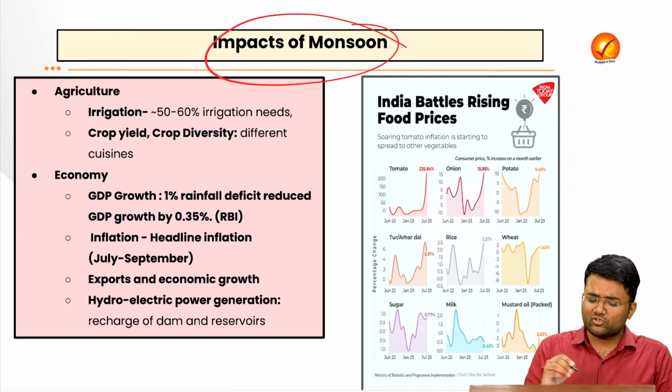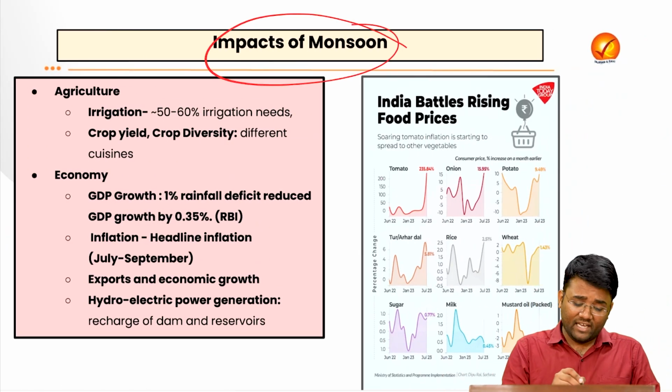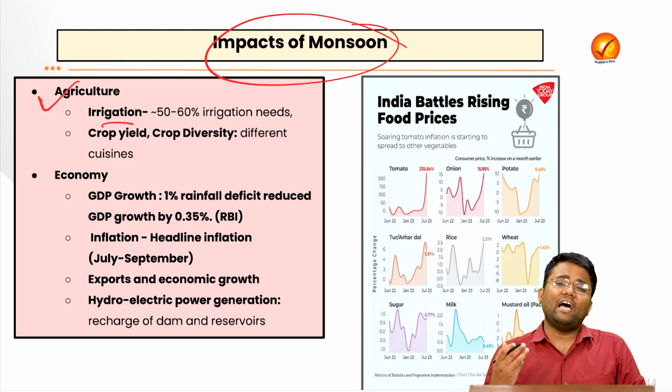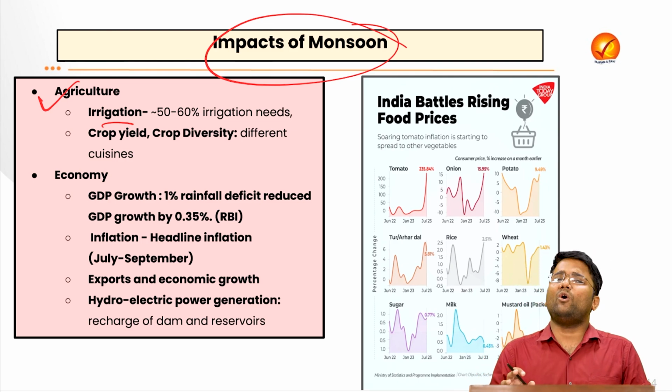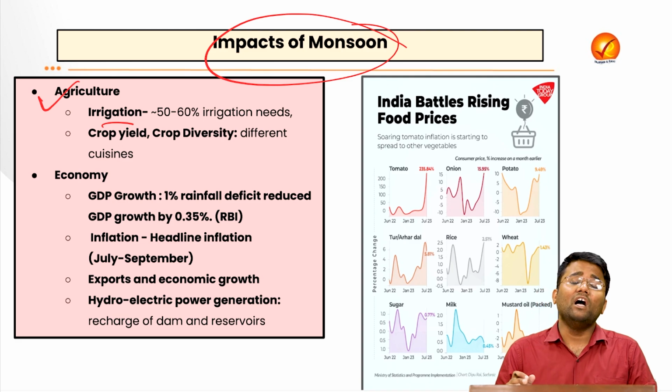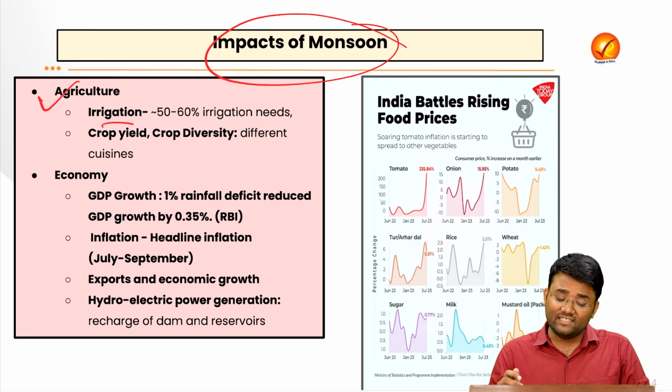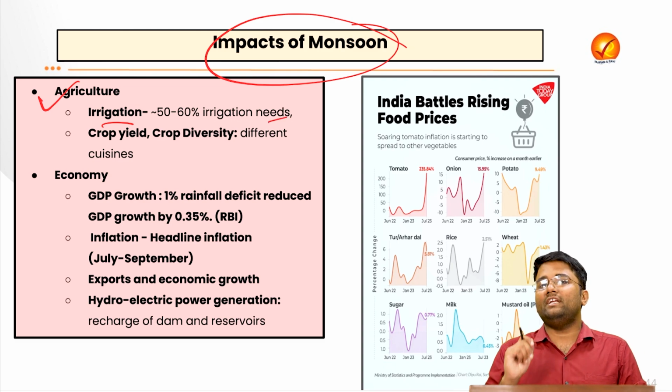Now, what are the impacts of the monsoon? It highly impacts Indian agriculture. In India, 50 to 60% of irrigation needs are fulfilled by the monsoon itself, and almost 85 to 86% of the farmers in India are marginal. They do not have diesel pumps or solar pumps as such, and that is the reason they are highly dependent on the Indian monsoon itself.